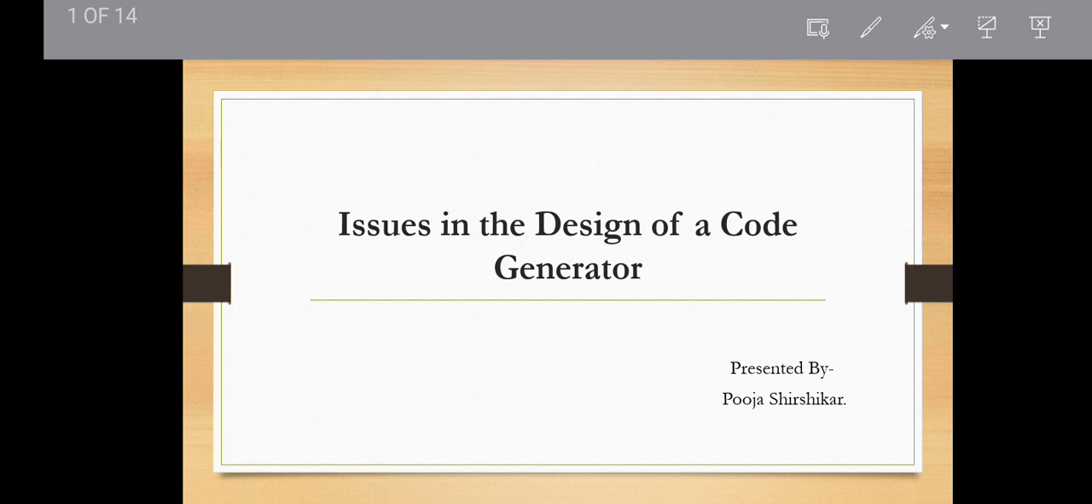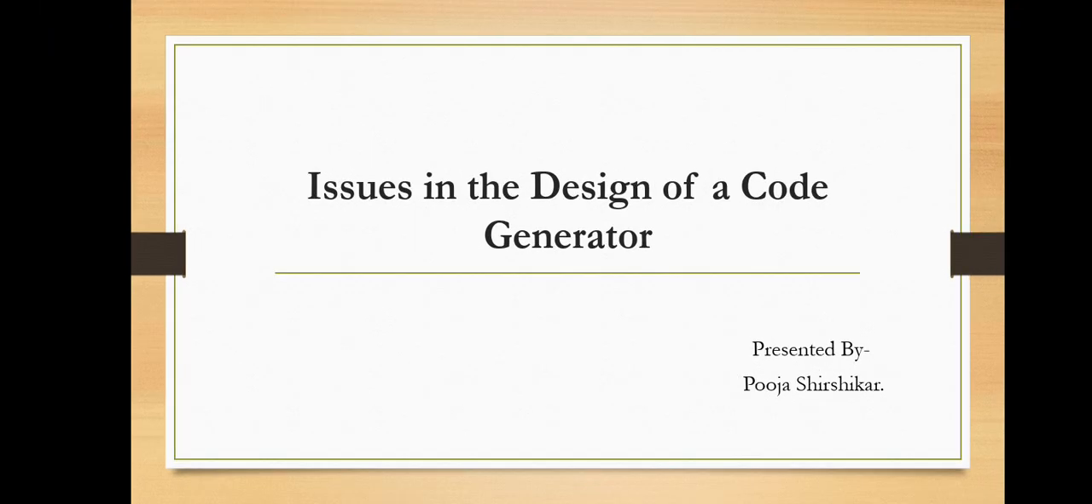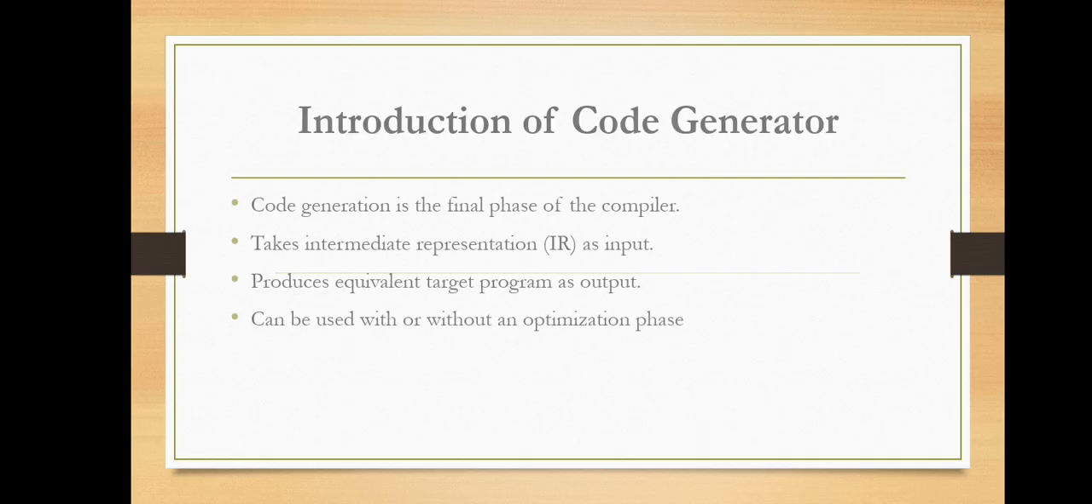So before seeing the design issues in code generator, let's understand the code generator. Code generator is the final phase of a compiler which takes as input an intermediate representation of the source program and produces as output an equivalent target program.